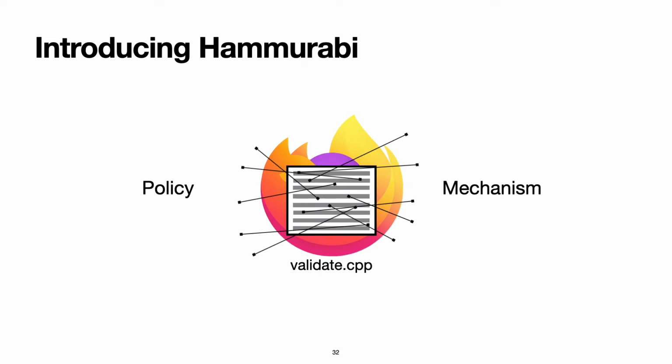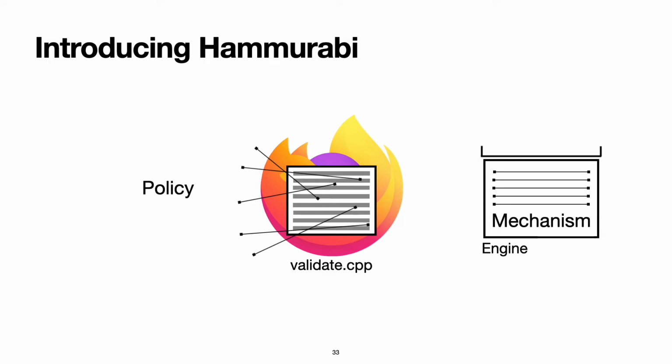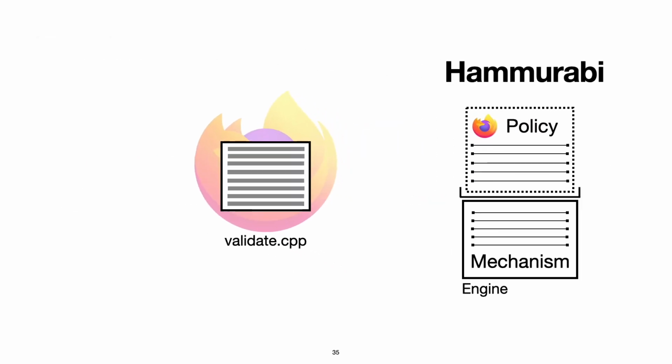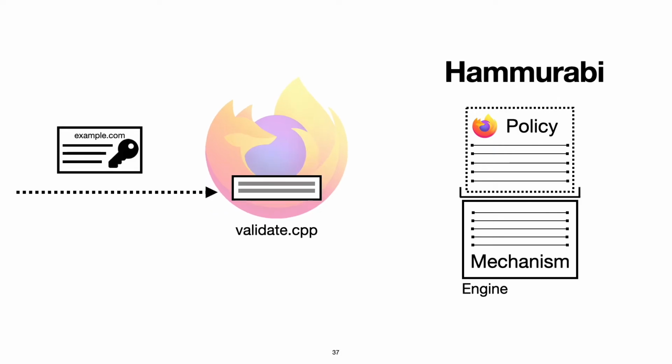To address these problems, we built Hammurabi, a framework that disentangles validation policy from mechanism. Mechanism is pulled out and standardized in a program we call the Hammurabi engine, which is TLS client agnostic. Policy logic is pulled out into a separate high-level logic program. Hammurabi completely replaces the certificate validation code in existing TLS clients. When a client receives a certificate, it forwards it to the engine, which executes the desired policy and then returns the result. Let's now examine how Hammurabi works, starting with the engine.